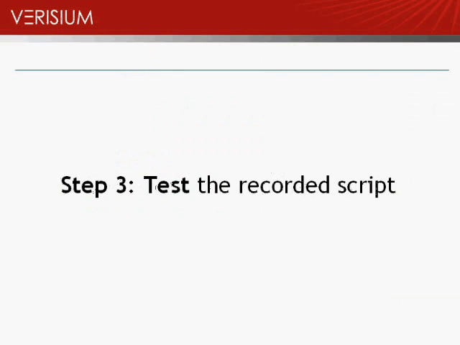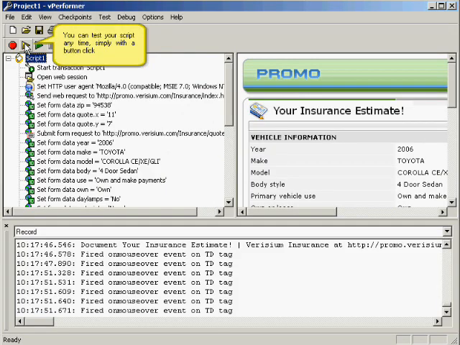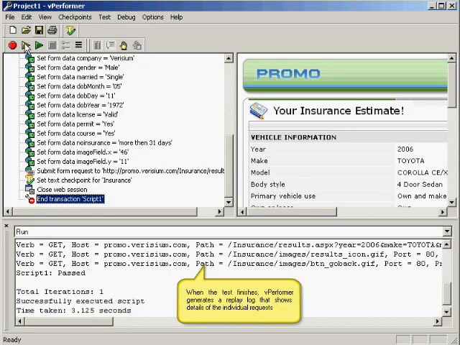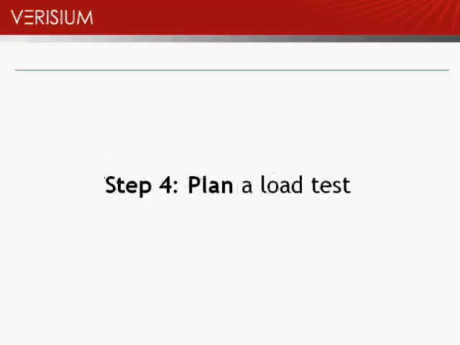Step 3. Test the recorded script. You can test your script anytime, simply with a button click. When the test finishes, vPerformer generates a replay log that shows details of the individual requests.